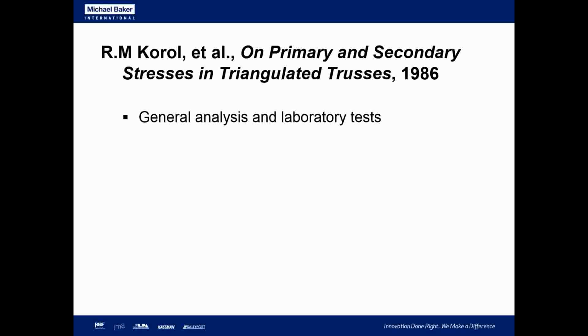And that seemed to be taken as the final word on the subject until, I don't know if people looked at this, but some more recent work was done by Corell in 1986, with general analysis and laboratory tests, where they said, hey, no one's really looked at this in detail since the Bartel and Nierer study. They wondered, do secondary stresses reduce the ultimate strength of truss members?